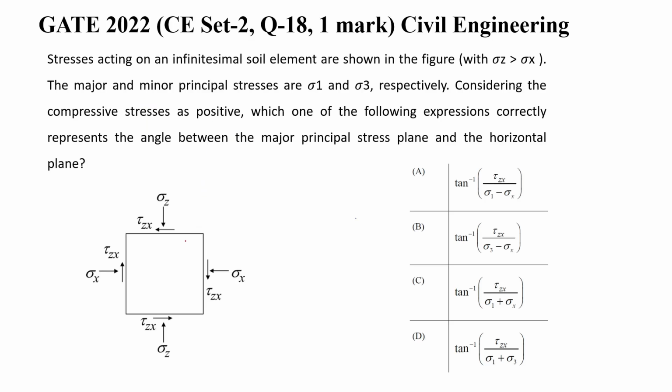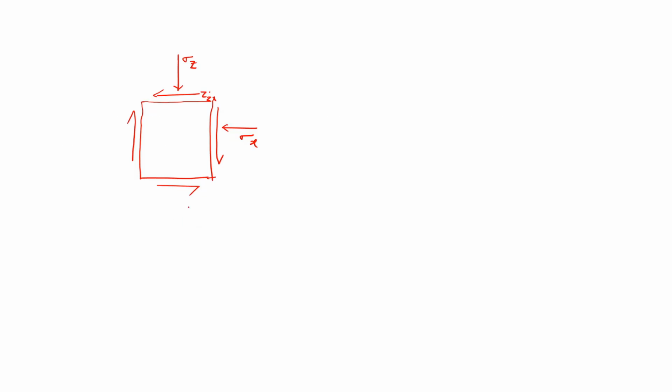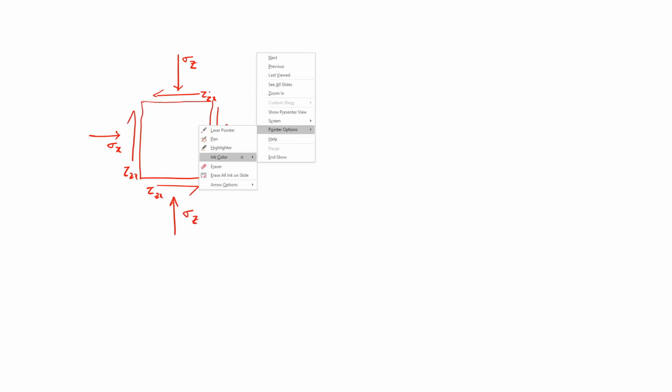This is tau zx, this is sigma z, this is sigma x, where sigma z is greater than sigma x. Now this is sigma x, tau zx and sigma z. Let us change the color so that we can understand. So let us draw the Mohr circle for this.